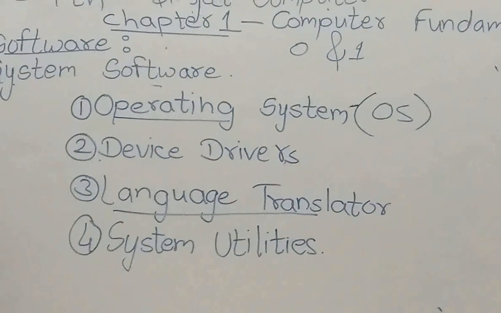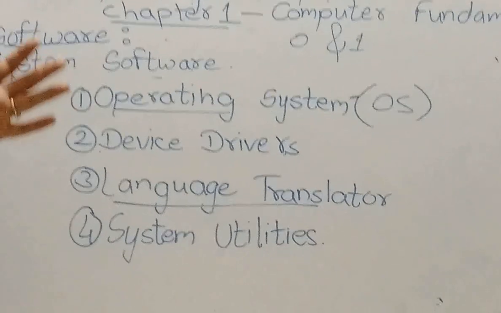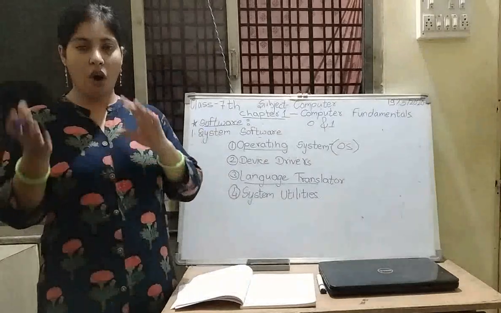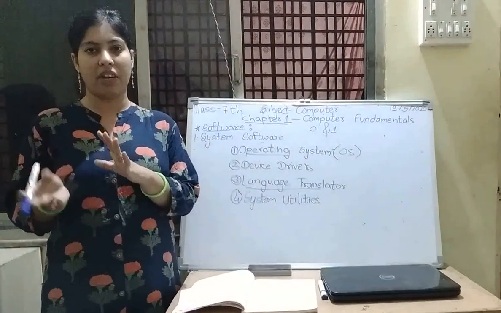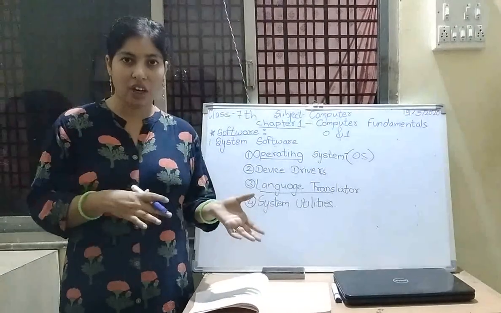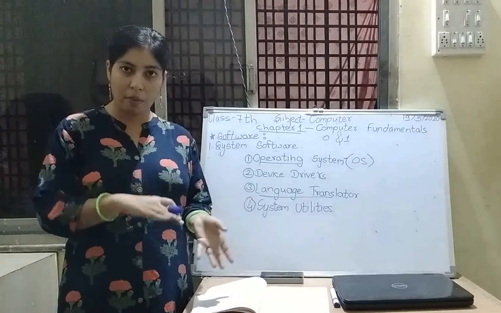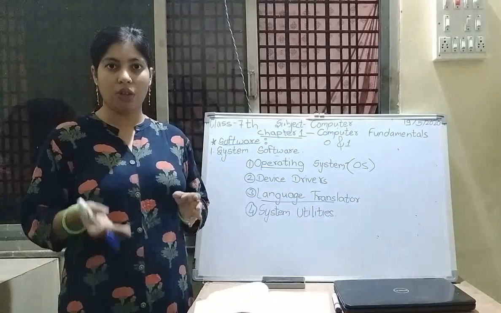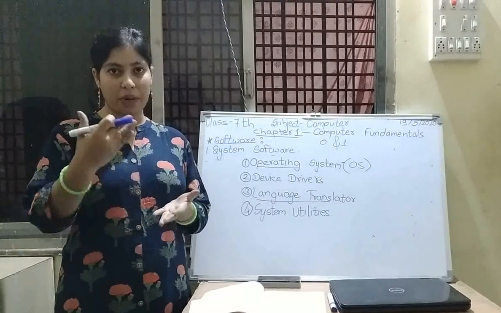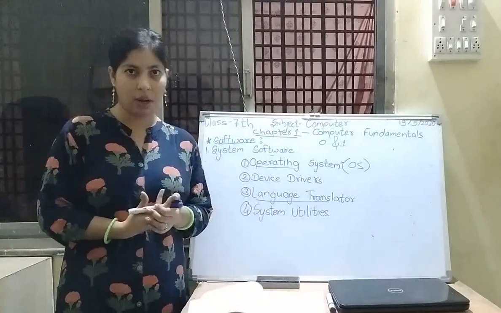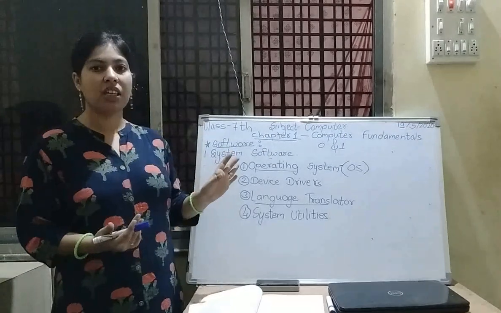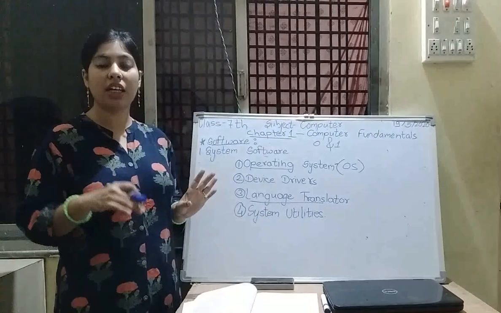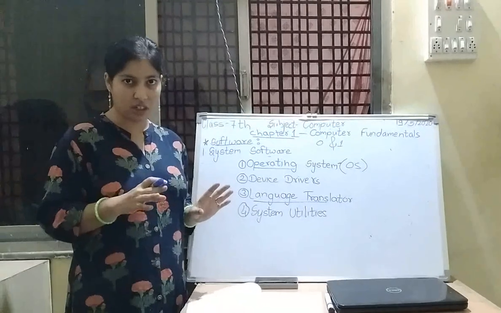Okay, so for translating human readable language into machine language, for the understanding of the computer, it is converted to machine language. For that purpose, the language translator is used. Okay, so in our computer system, there are 3 types of language translators.